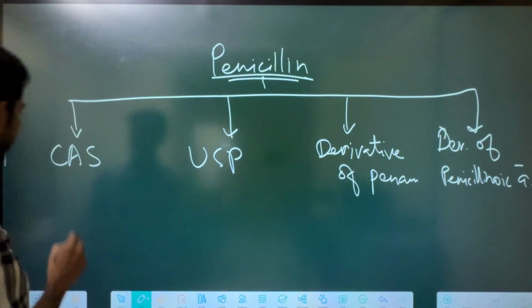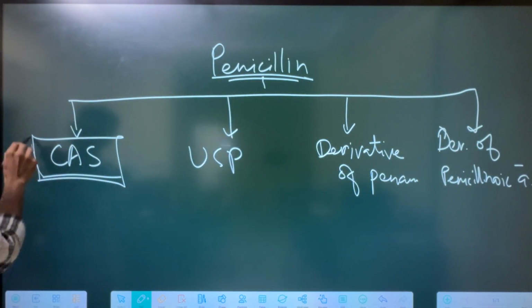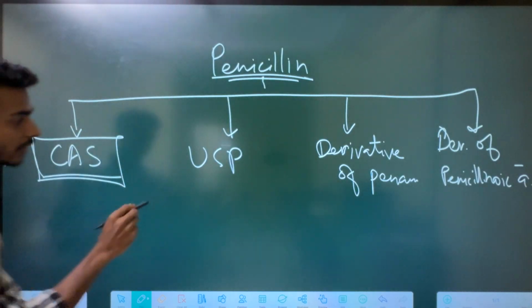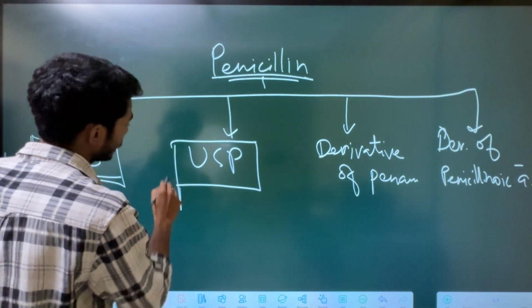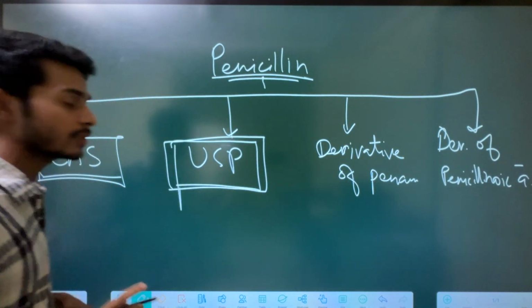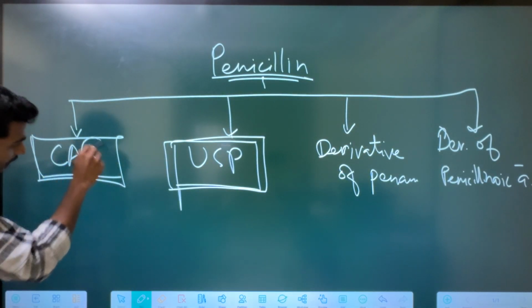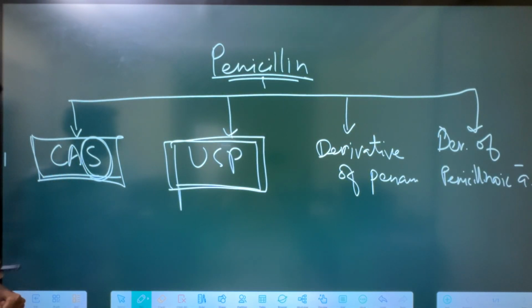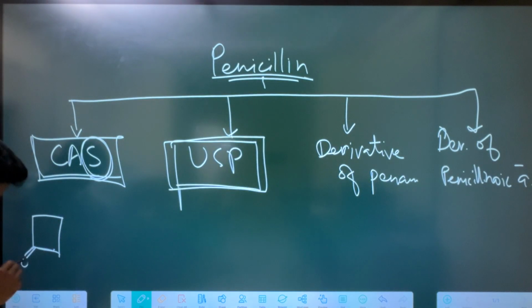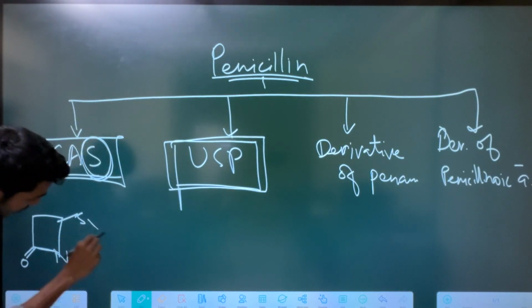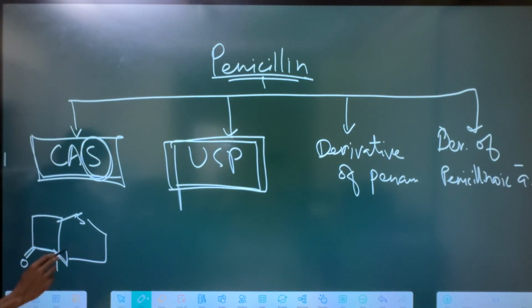Okay. Now what is that CAS system? In the case of CAS system and USP system, you will get confused. So you have to remember, in CAS system, S is in the last. So when you start naming, first let me draw the basic structure of penicillin. So this is the basic structure of penicillin. In that, you will see in the naming, in CAS, S is in the end, in the last.